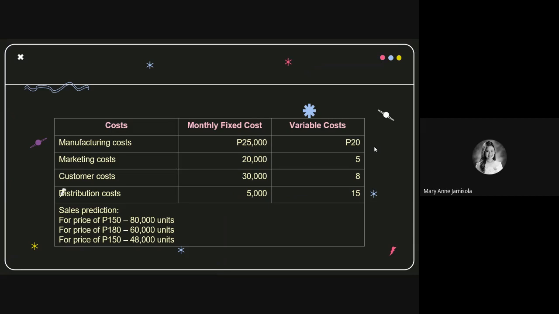Okay, so the first requirement is to determine the life cycle costs for each pricing decision. Again, we have here three prices: 150, 180, and 225. So, in your paper, make three columns. The first column will be for the price of 150. Second column will be for the price of 180. And then third column will be for the price of 225. I'll give you time to analyze and answer.